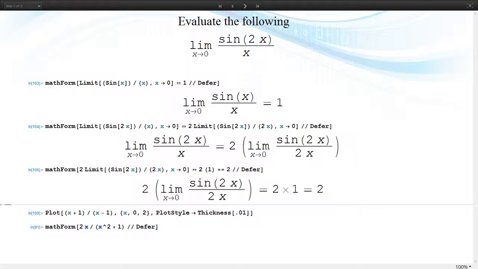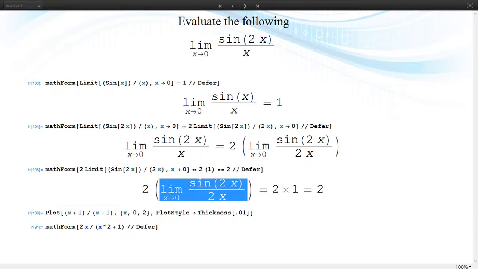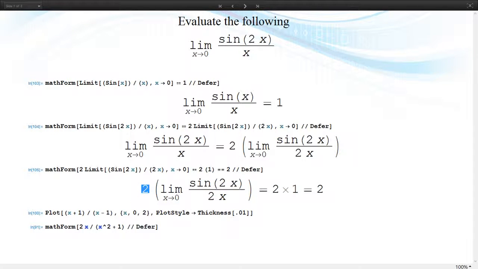There we go. So since this limit equals 1, 2 times 1 is equal to 2 times 1, which is equal to 2. And we have solved this limit. We have found its value.